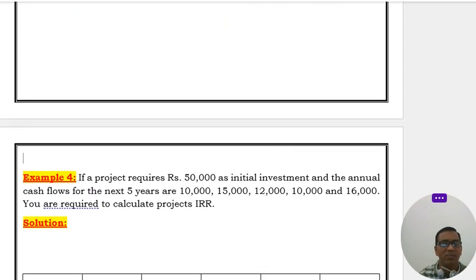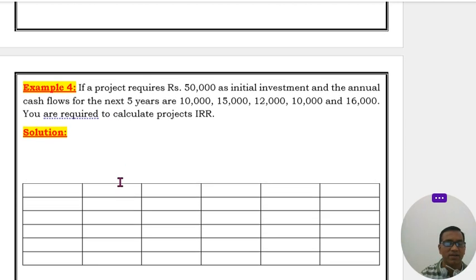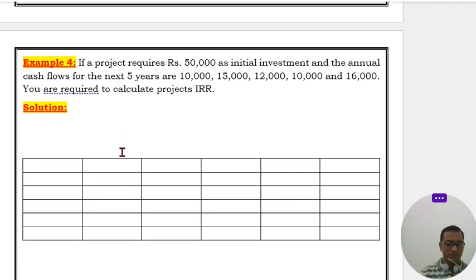One more example I am calculating here, only IRR. What is that, only IRR? See, in the previous problem we had NPV, so a particular discount factor was already ready. We took a decision on a higher or lower rate of return by seeing the NPV. But here there is no NPV, nothing. If a project requires 50,000 as an initial investment and the annual cash flows for the next 5 years are 10,000, 15,000, 12,000, 10,000, 16,000, you are required to calculate the project IRR. So they are asking you directly to calculate only IRR.